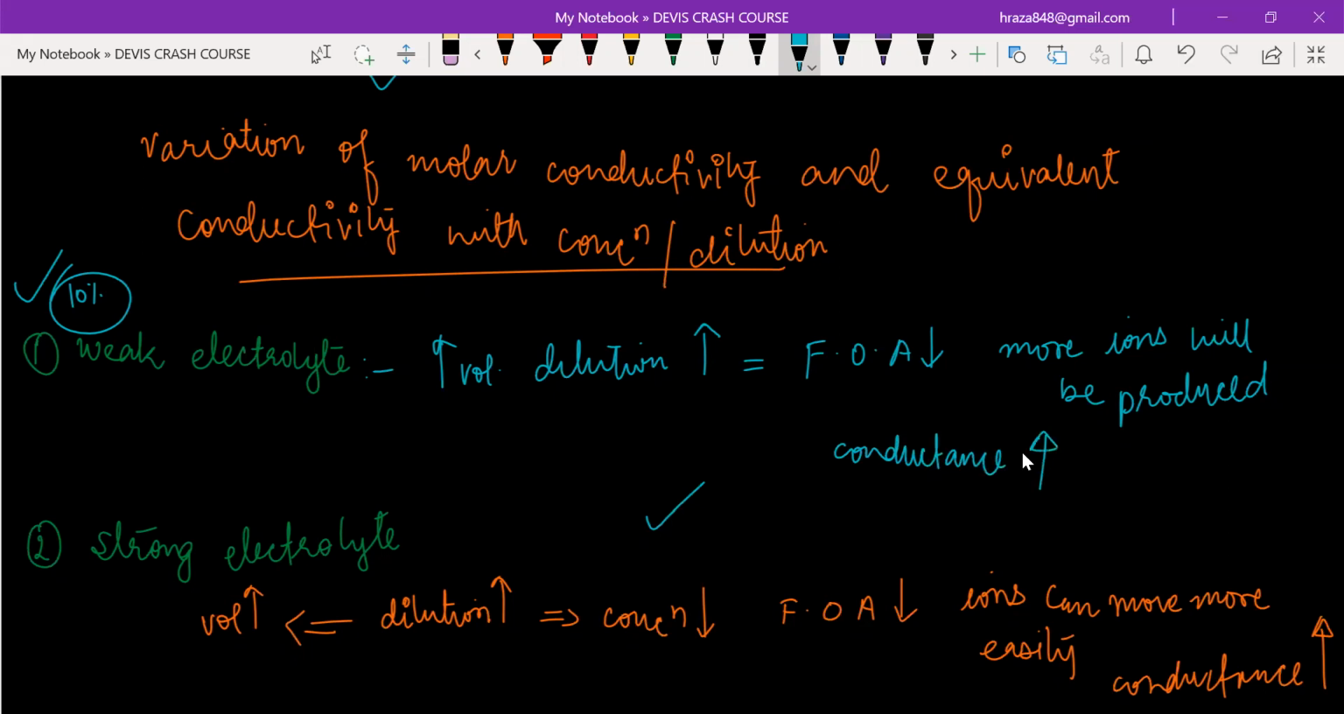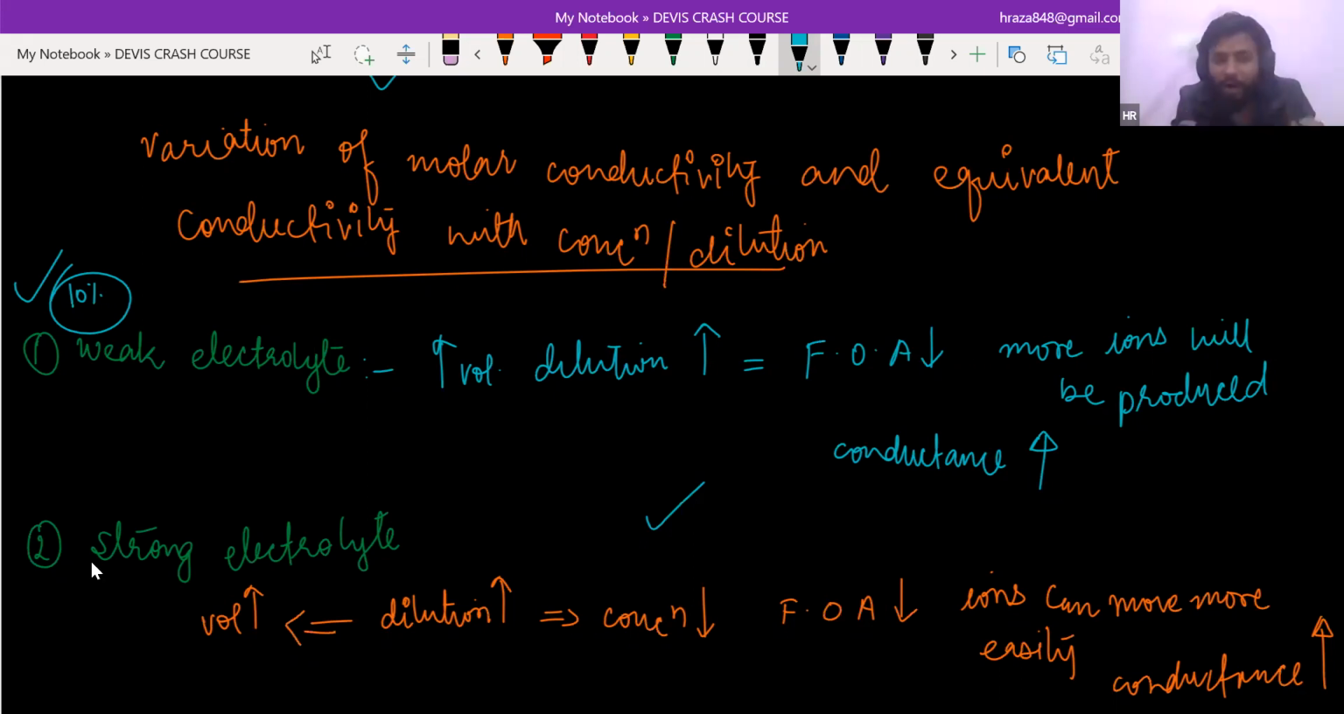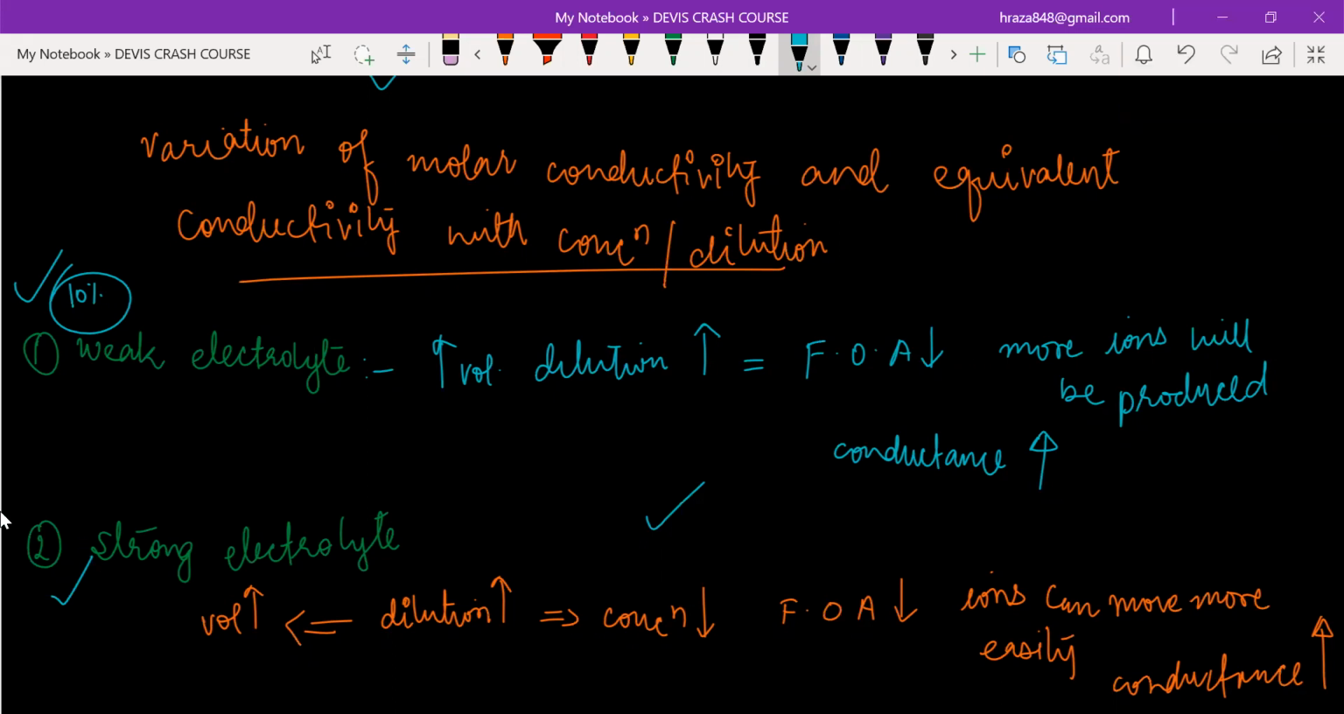Okay, so can you tell me in which the conductance will be more after dilution? Is it a weak electrolyte or a strong electrolyte? I think weak. Basically, the variation will be more in a weak electrolyte because new ions are produced due to dilution. In a strong electrolyte, the variation will not be that much compared to a weak electrolyte, because all ions are already produced. The only difference is that they can move faster than earlier. Are you getting my point?